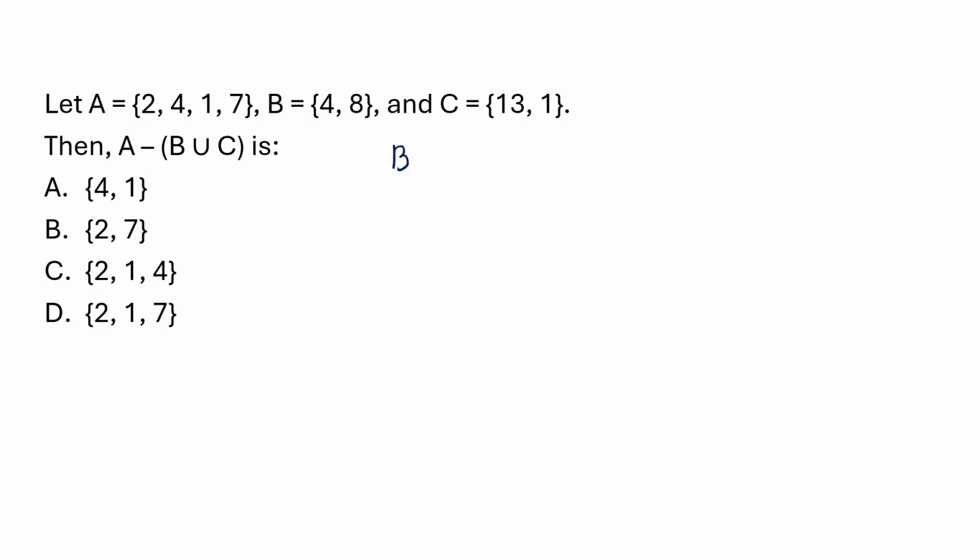So let's do the union first, B union C. Okay, if you remember, that's not a prime, that's just C. If you remember, for the union, we write down all the elements of the first set, followed by all the elements of the second set, and if there are repetitions, we don't include them again. So that's B union C. Now we need to compute the difference between A and this set that we just calculated.